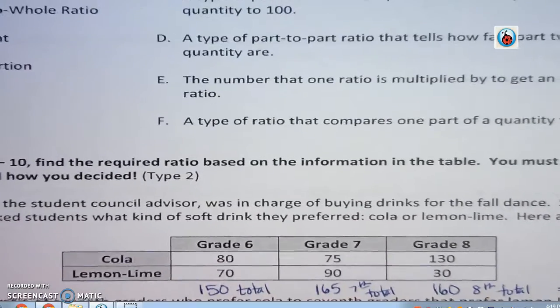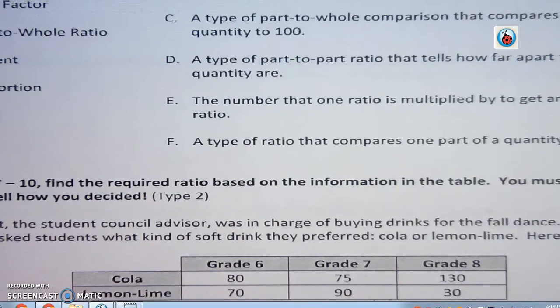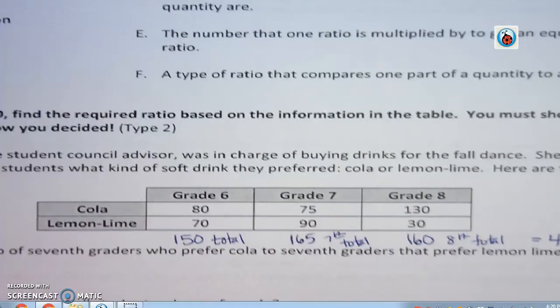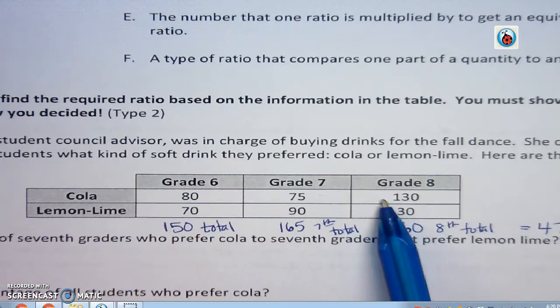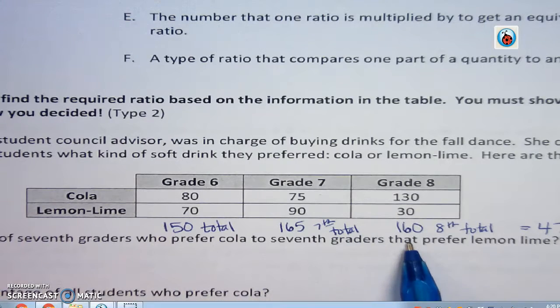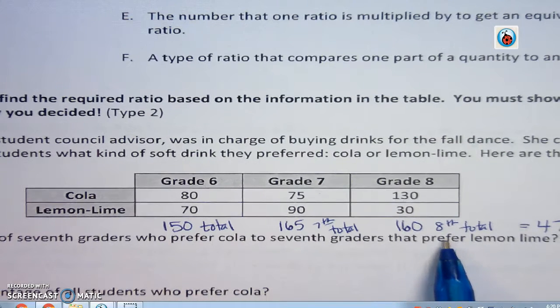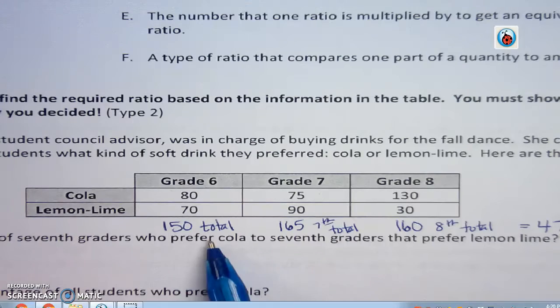So in this table, Mrs. Waybright conducted a survey, and she asked students whether they preferred cola or lemon lime. These are the results from the 6th grade survey, the 7th grade survey, and the 8th grade survey. So what I did was I then found the total for each of those. The total 6th graders, the total 7th graders, by adding these together, 130 plus 30 is 160, total 8th graders. So I did that for each grade and labeled their total.